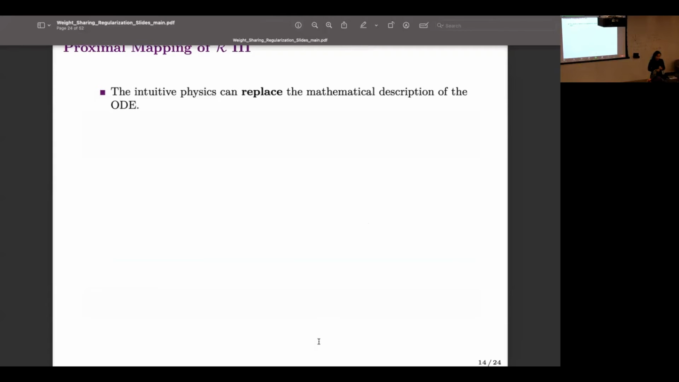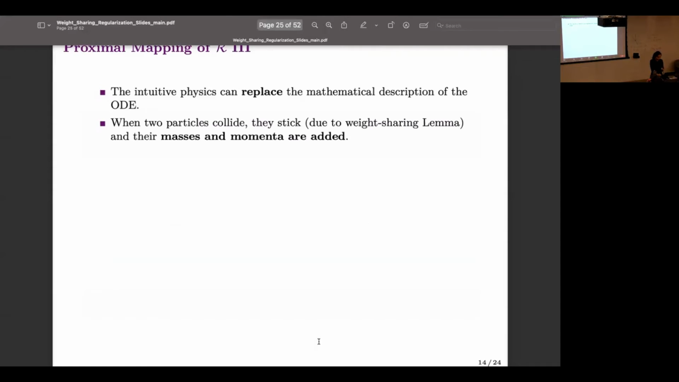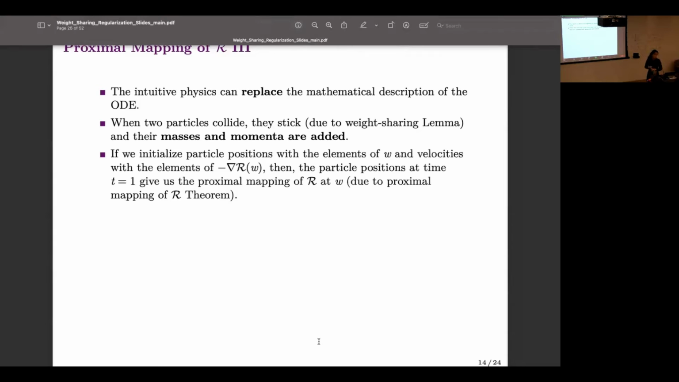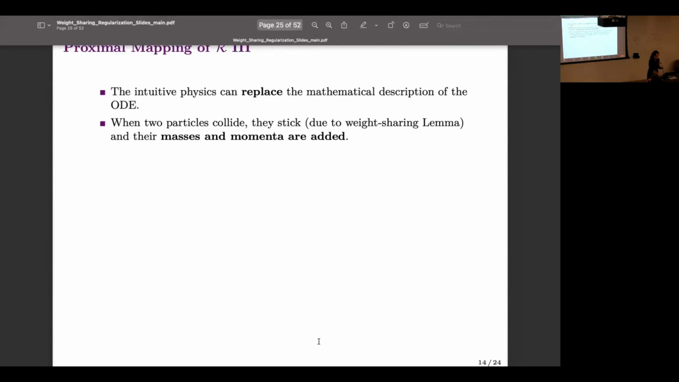So let's see what this intuitive physical system is that we're going to replace by the ODE. First, if 2 particles collide, they will stick to each other. They will not pass each other. This is from the weight sharing lemma that we discussed earlier. The second rule we enforce is that we initialize particles with the W's and their velocity with minus nabla r. This minus nabla r is exactly our ODE.